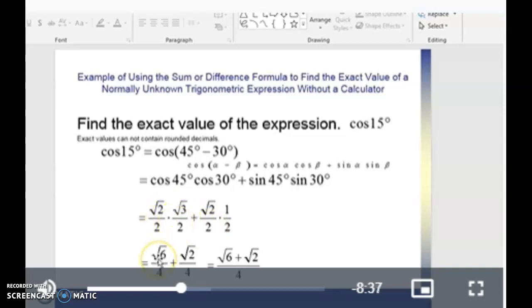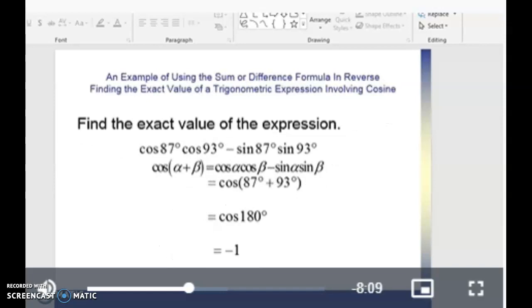Order of operations, multiplication before addition, so multiplying square root of 2 times square root of 3 is the square root of 6. 2 times 2 is 4. Square root of 2 times 1 is the square root of 2. Again, 2 times 2 is 4. Addition sign is brought down. We have a common denominator of 4, so we only need to write it once, using the long fraction bar for a final answer of the square root of 6 plus the square root of 2 all over 4.